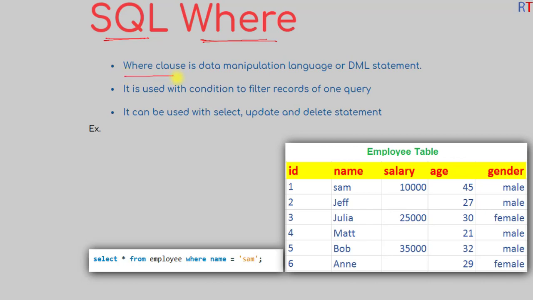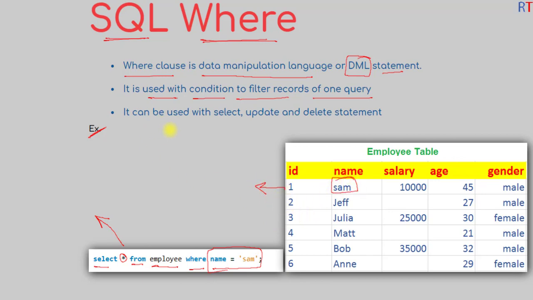The where clause is a data manipulation language, or DML, statement. The where clause is used with one condition to filter records of one query. For example, we have the query select star from the table employee, and then we have the where clause followed by one condition, name equals Sam. So this query will filter the records and only return the record where the name is Sam.